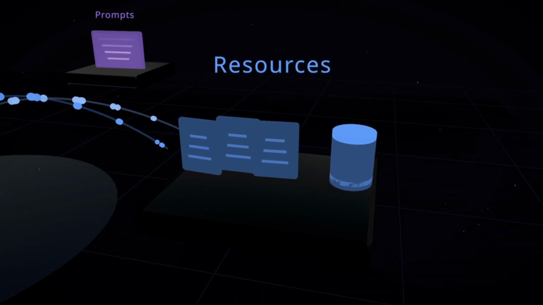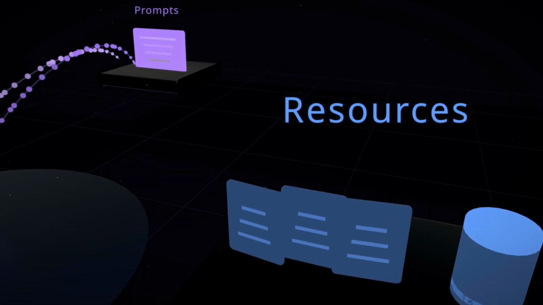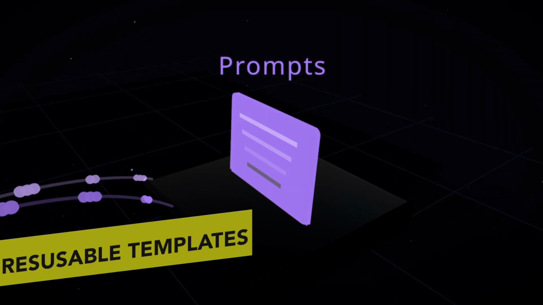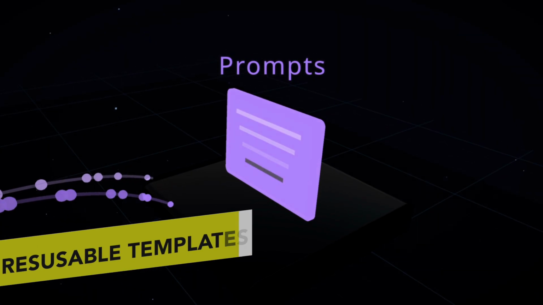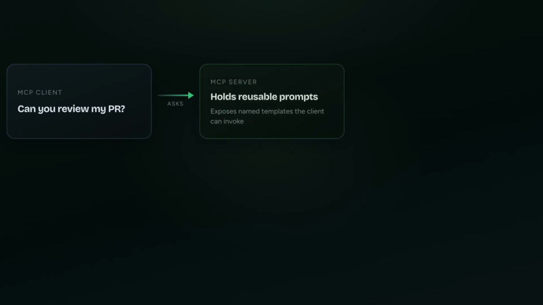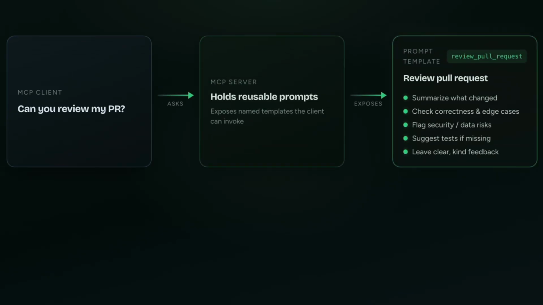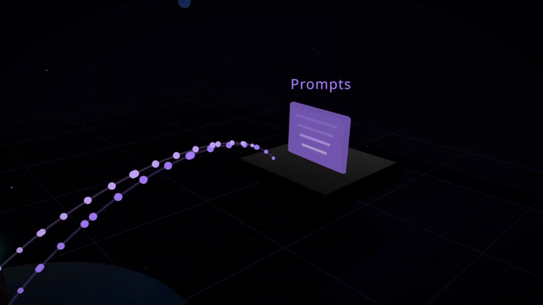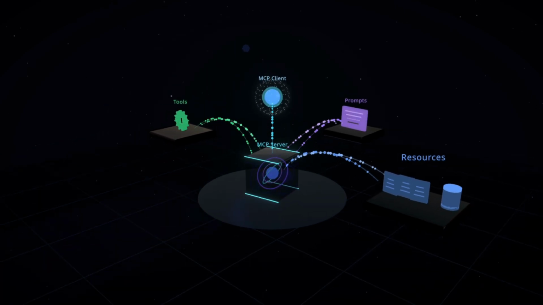And the third thing that an MCP server exposes is prompts. Prompts are basically reusable templates. Reusable template means, let's say a prompt is written like, can you review my PR? And there is a template written for how to review the PR. So it will tell you, these are the prompts that I have, these are the reusable templates that I have, and you can invoke any of the templates. This way, these are the capabilities that an MCP server exposes to an MCP client.